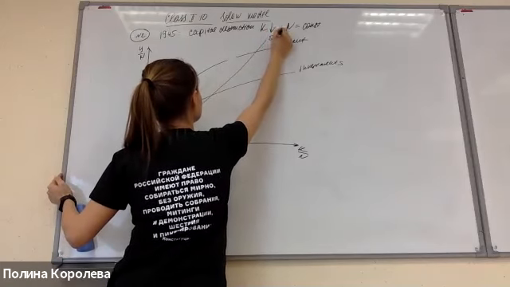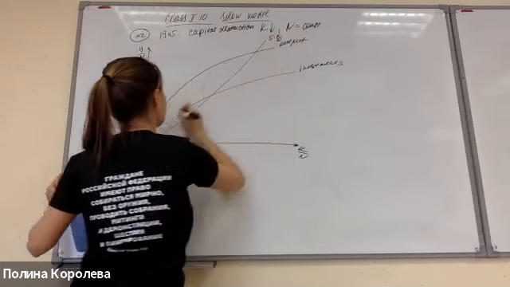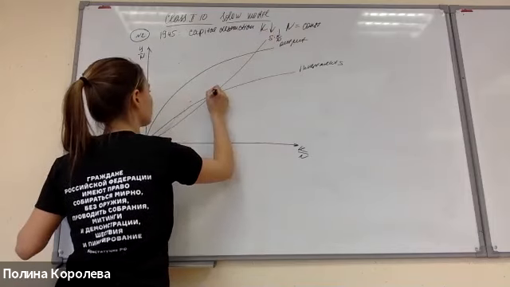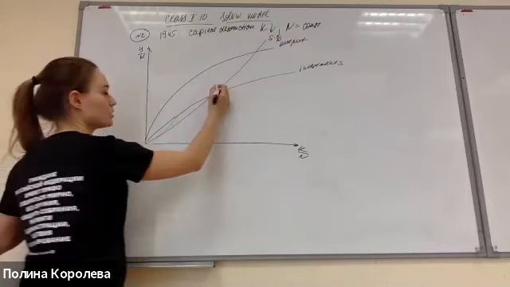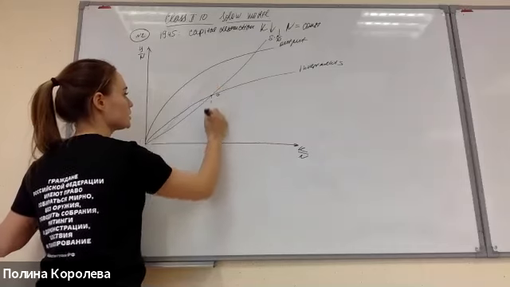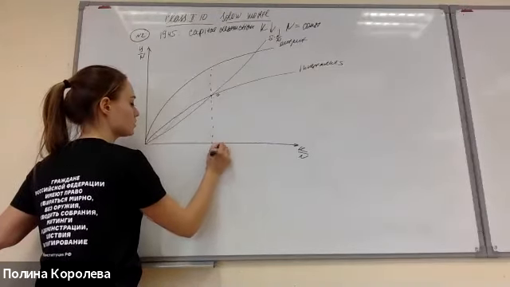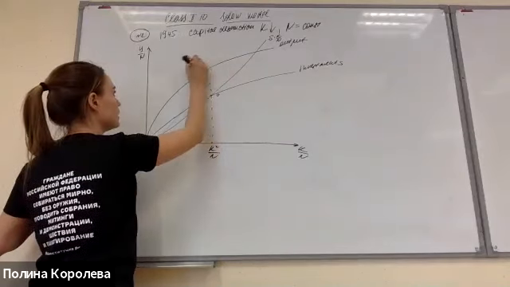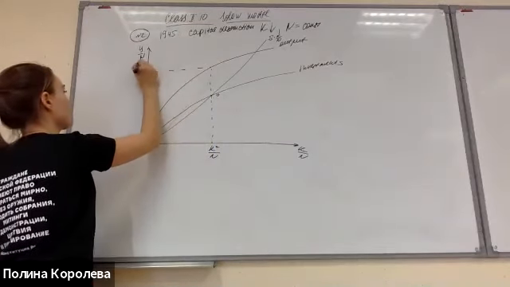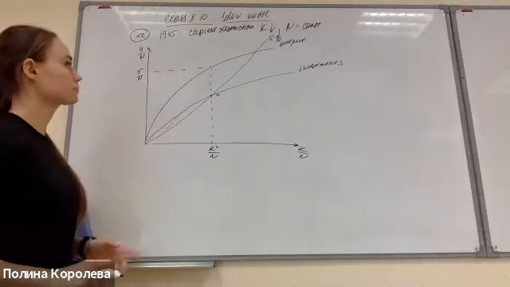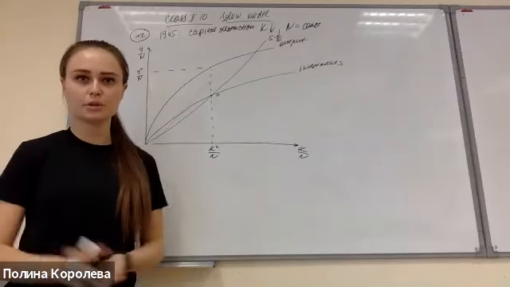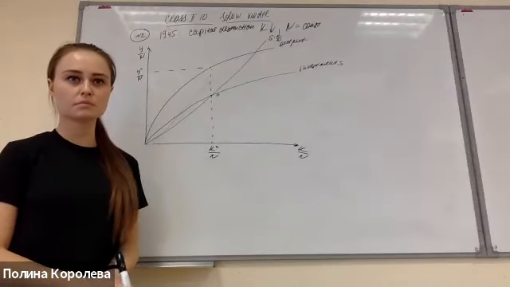Depreciation of capital. This is the situation 0. Yes, steady state before the shock. Before the shock, we had equilibrium capital per worker and output per worker. So, okay, who wants to explain what has happened?